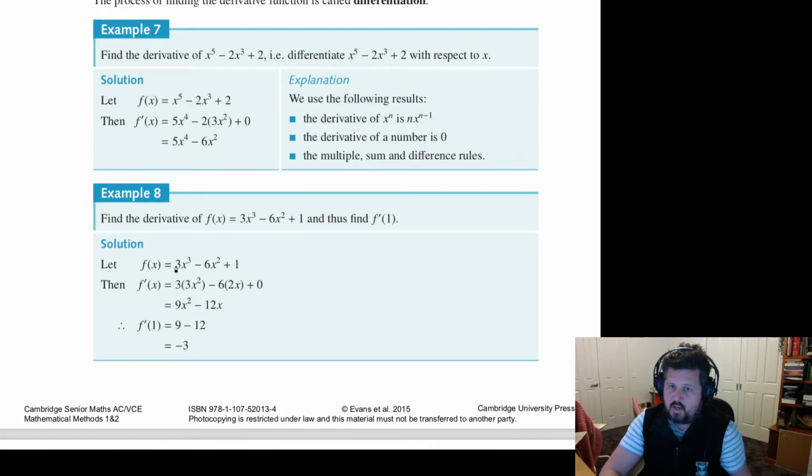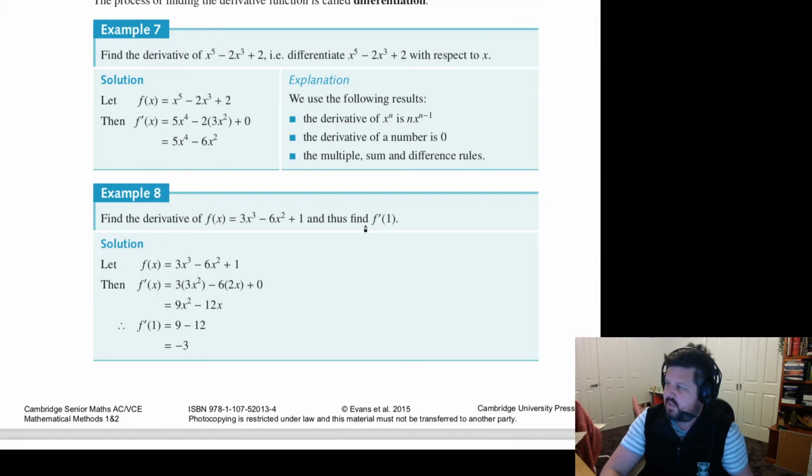Next, we've got negative 6x squared. We multiply this 2 by the value at the front, which is negative 12. Take away 1 from the power, it's negative 12 x to the power of 1. This constant 1 here, the derivative of a constant is 0. You don't even need to write it out here. So we've got the derivative f dash x is 9x squared, take away 12x.